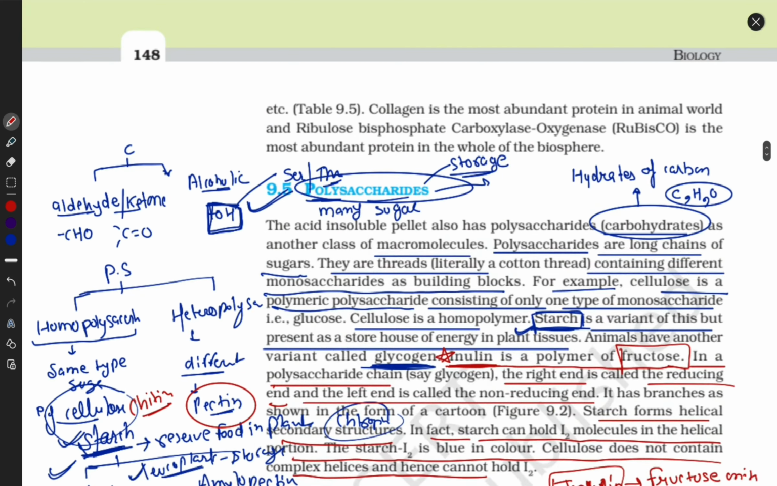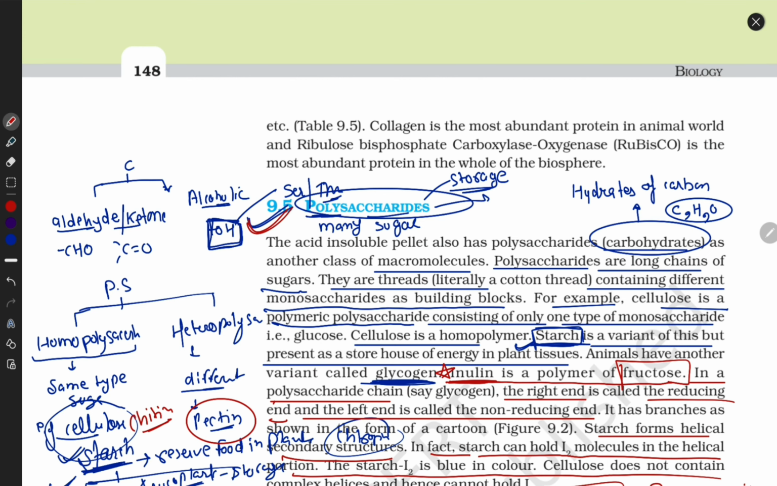So that's all about polysaccharides, guys. That is enough.